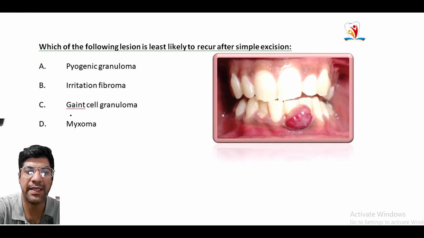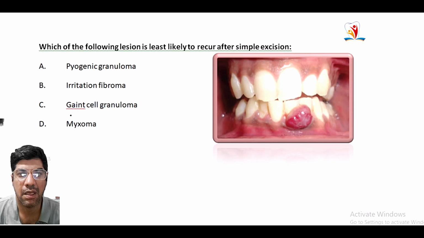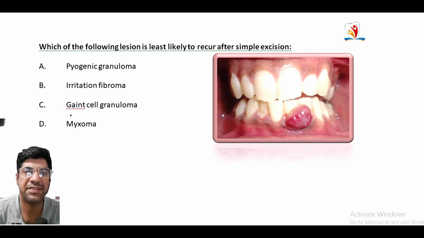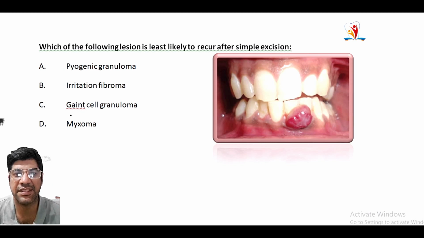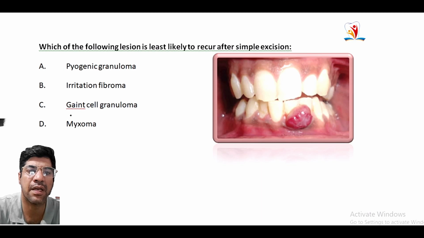Which of the following is least likely to recur after simple excision? The answer is oral fibroma. The least likely to recur after simple excision is irritational fibroma. So they are benign fibrous growths that result from chronic irritation or trauma to the oral mucosa. So they typically do not recur after simple surgical excision.